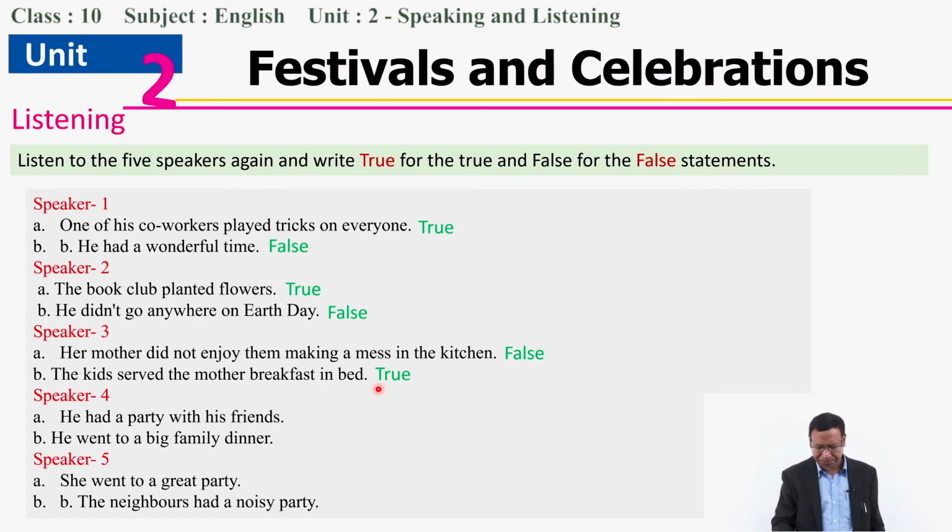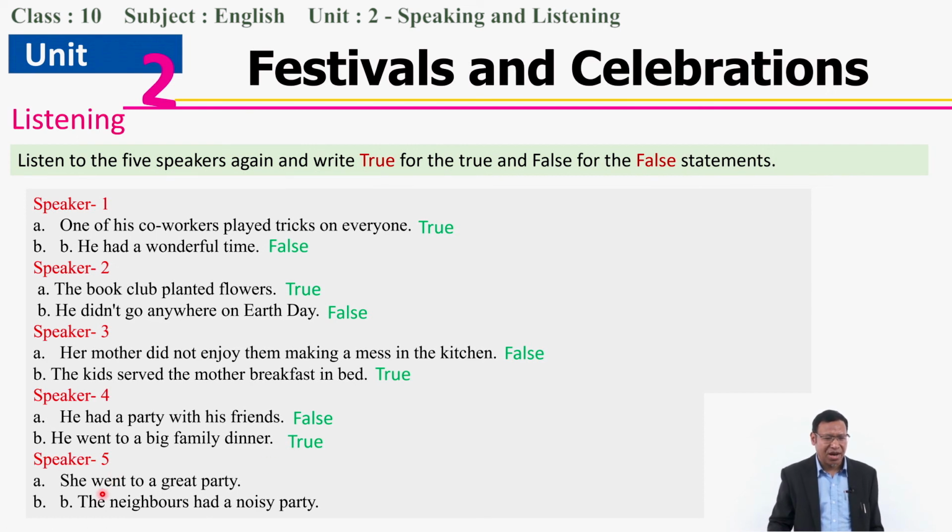Similarly, let's go to speaker number 4. He had a party with his friends. Speaker number 4 talks about Father's Day. He had a party with his friends? No. On Father's Day, he doesn't go out with friends. Therefore, this is false. He went to a big family dinner. Of course, this is the true statement, because he said we had a big family dinner and we had a good talk. Everyone was talkative.